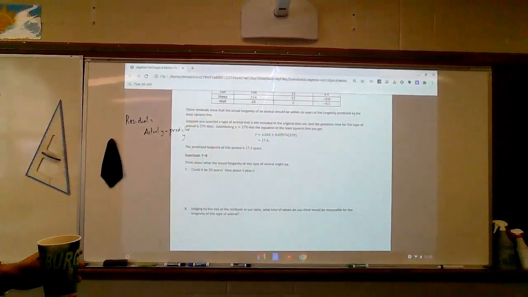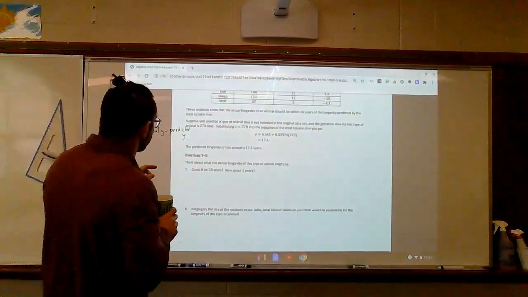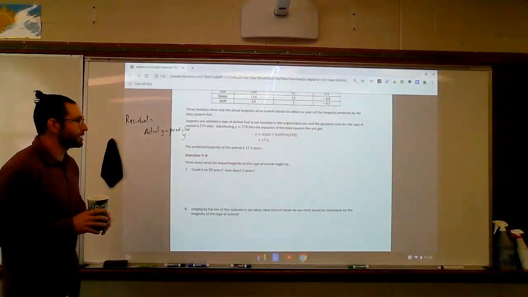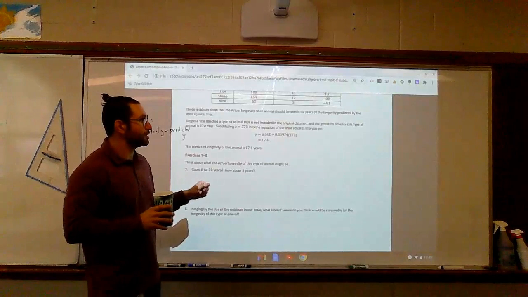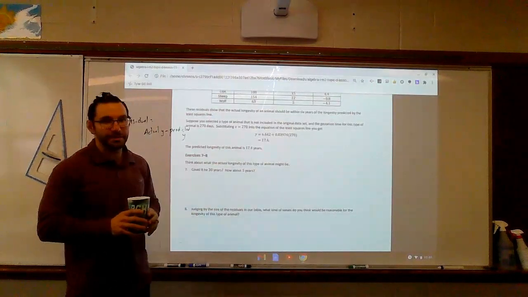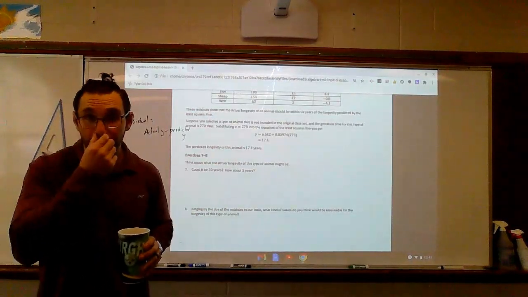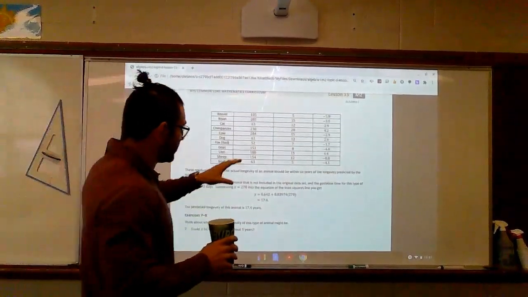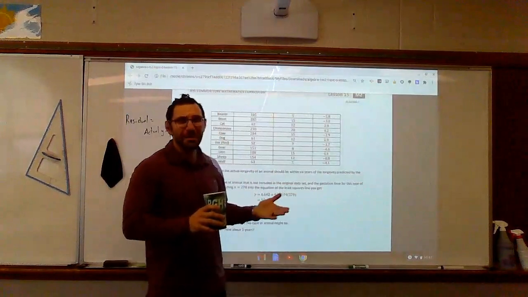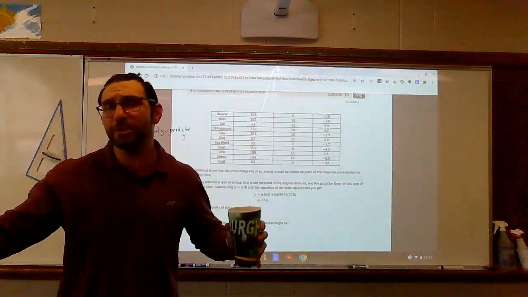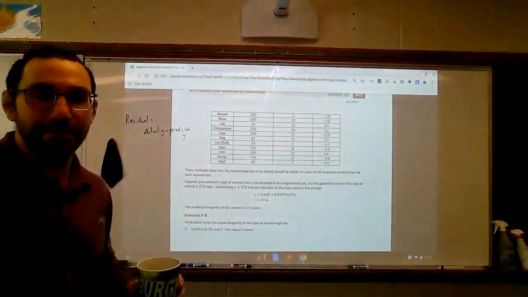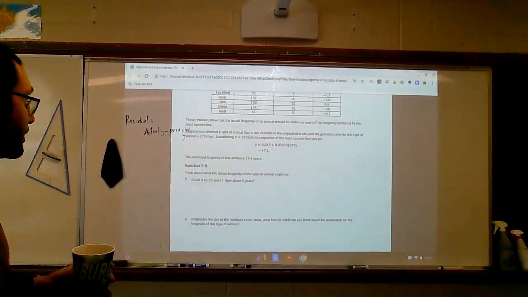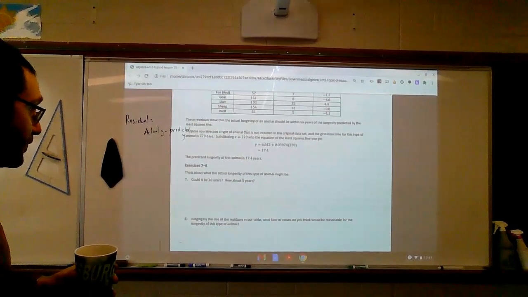And that's what it's saying right here. The predicted longevity is 17.4. Think about what the actual longevity of this animal might be. Could it be 30 years? Well, 30 minus 17.4 is like 12.6. Let's go back up to our residuals. Does 12.6 show up at all? Would that make sense? Well, no, that's too far away. Just like our deviation, it's too far away. So it's probably not going to be 30, and it's probably not going to be 5.